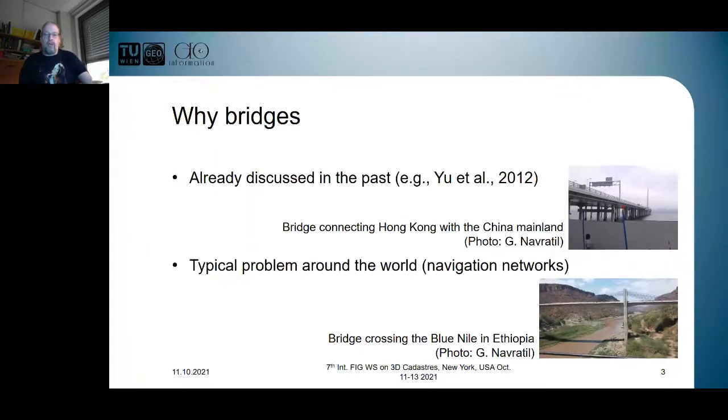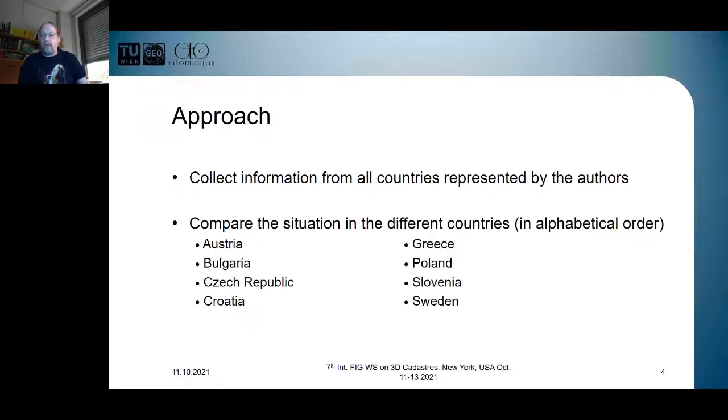So we were trying to collect information from all countries represented by the authors. In alphabetical order, we have the countries Austria, Bulgaria, Czech Republic, Croatia, Greece, Poland, Slovenia, and Sweden. So we have quite a number of countries represented, but obviously it's not a full coverage or a selection based on reasonable criteria. It was a selection based on authors contributing to the papers.